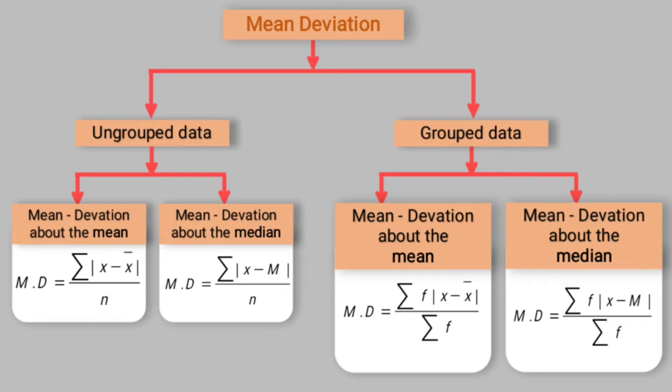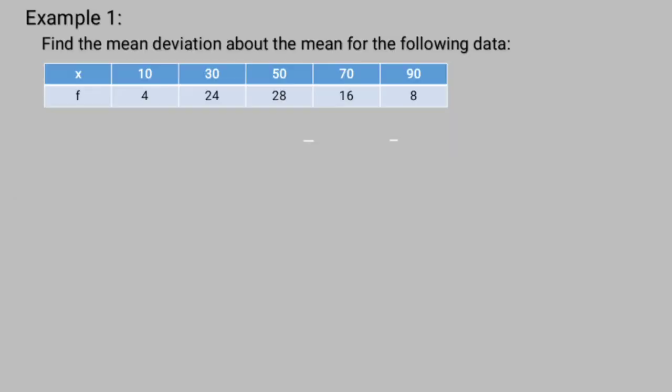Modulus is nothing but whatever the value inside the modulus, it can be a positive value or a negative value, only the magnitude is to be considered. If you have modulus of minus 2, the modulus of minus 2 is 2 and the modulus of 2 is 2. That means only the magnitude you have to consider. Let us see an example for this.